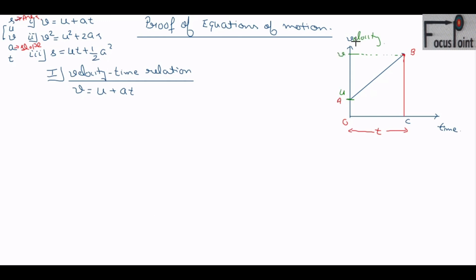u and v we will get from the vertical axis. This is the starting point and the velocity is u. This is the final point. B is the final point, so v is the final velocity. And from where we will get the time? From the horizontal axis. Now how will you get the a? Let's focus on the a, acceleration. We'll start our proof from here.